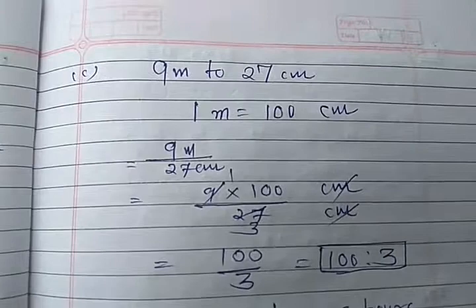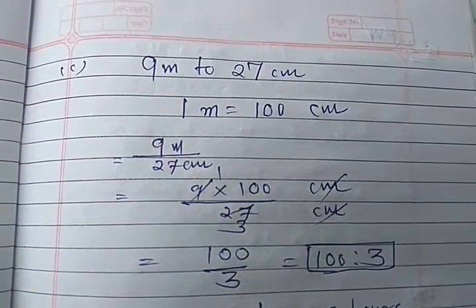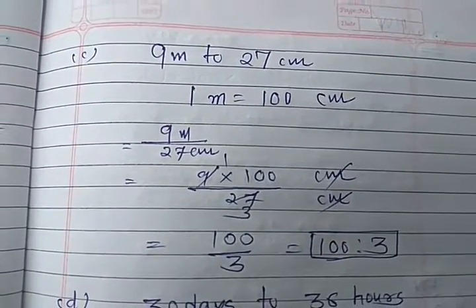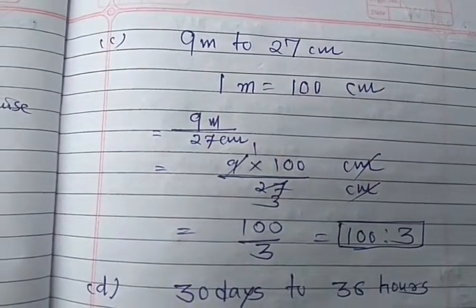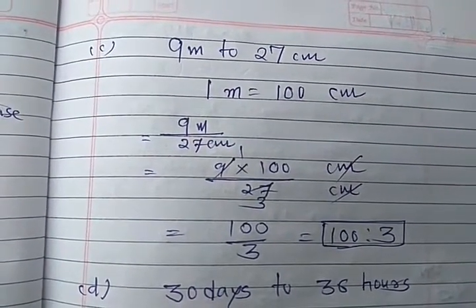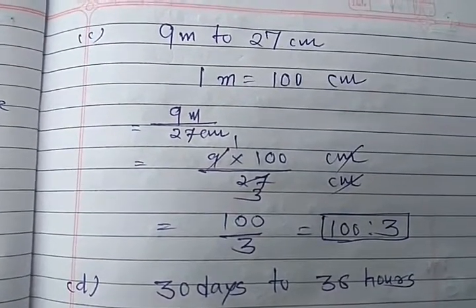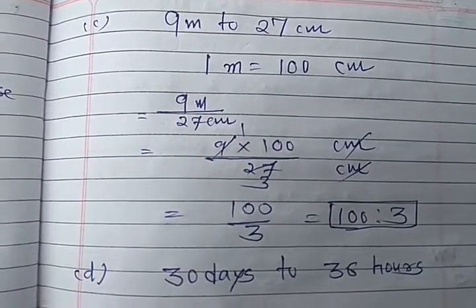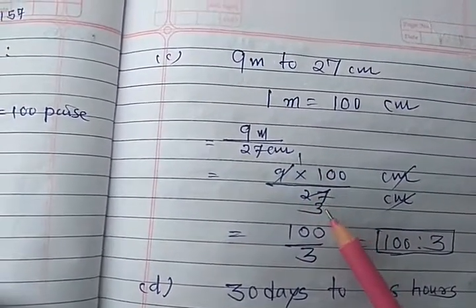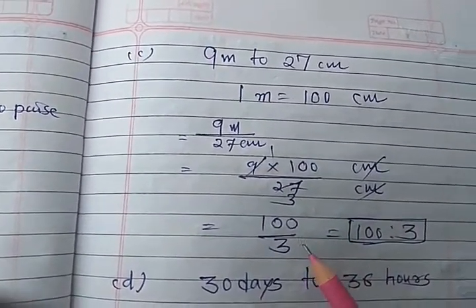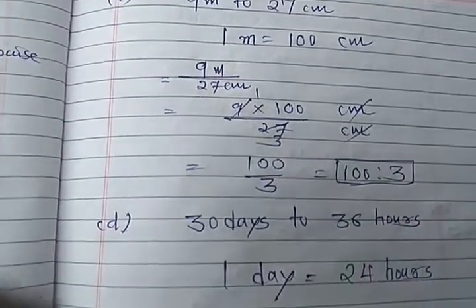Okay, come on, see 9 meter to 27 centimeter. Now this is very easy. You see 9 upon 27, convert meter into centimeter because 1 meter is equal to 100 centimeters. Centimeter gone. Then 9 ones are 9 and 9 threes are 27. So 100 upon 3. So 100 is to 3 is our answer.